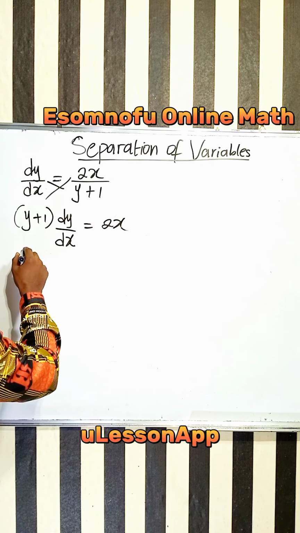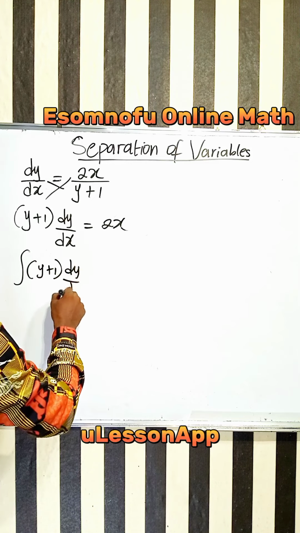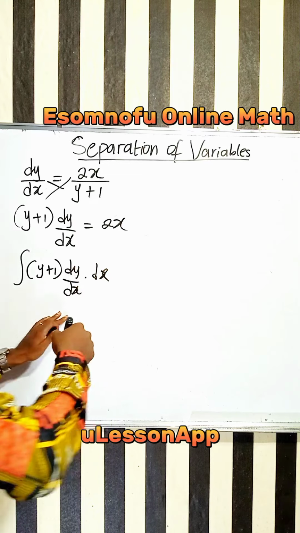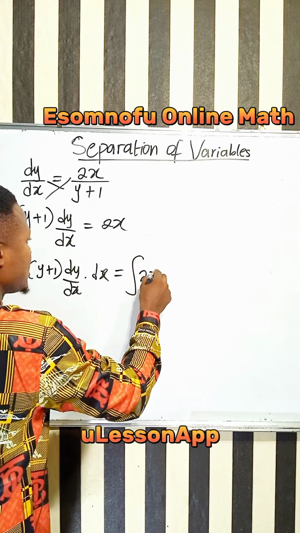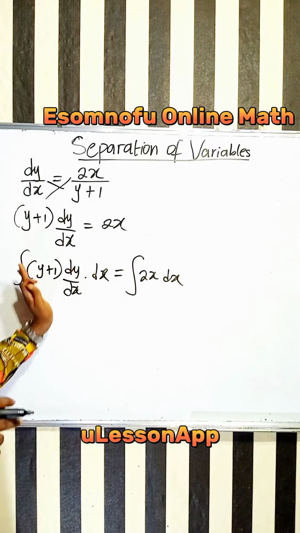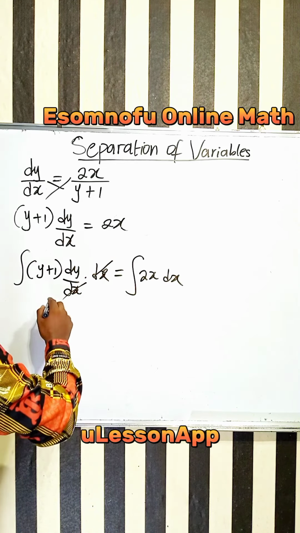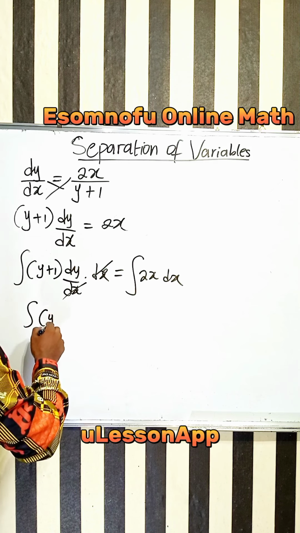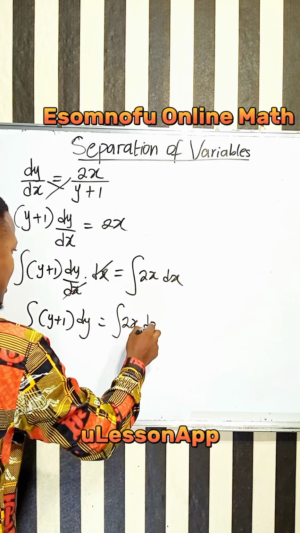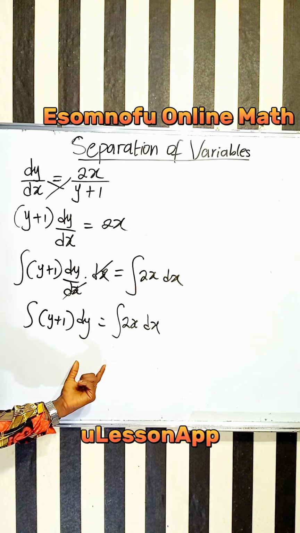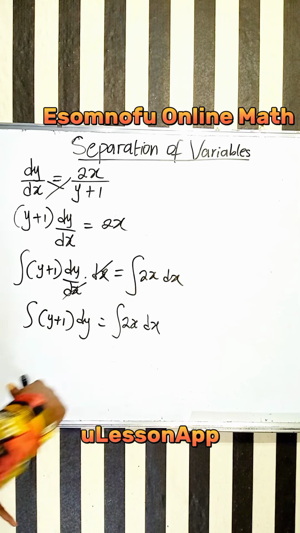Supposing I integrate both sides, I will have integral of y plus 1 dy dx with respect to x. I am integrating with respect to x, okay, equals integral of 2x with respect to x, because to make the equation balanced, I'm integrating both sides with respect to x, so that the dx will cancel out the dx here, leaving us behind with integral of y plus 1 dy is equal to integral of 2x dx. You can now see that this one is with respect to y and here with respect to x.